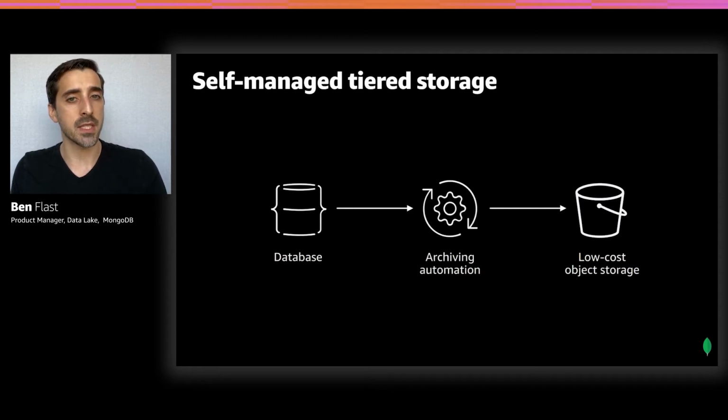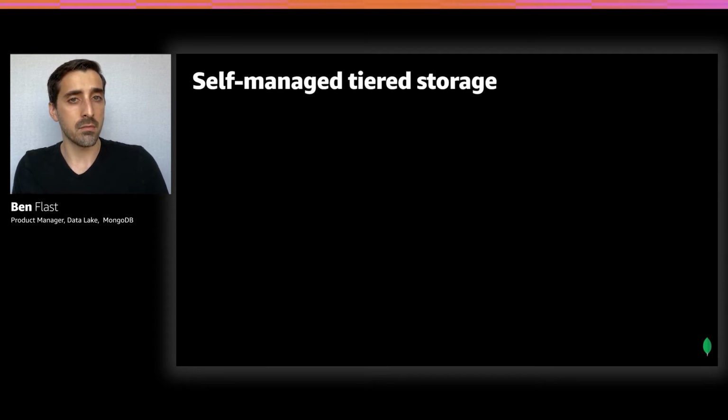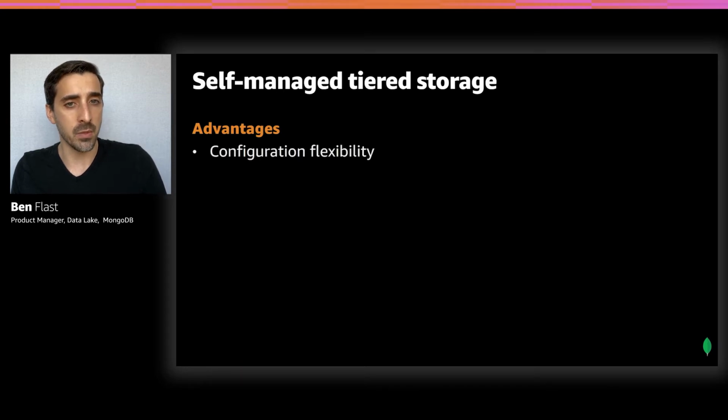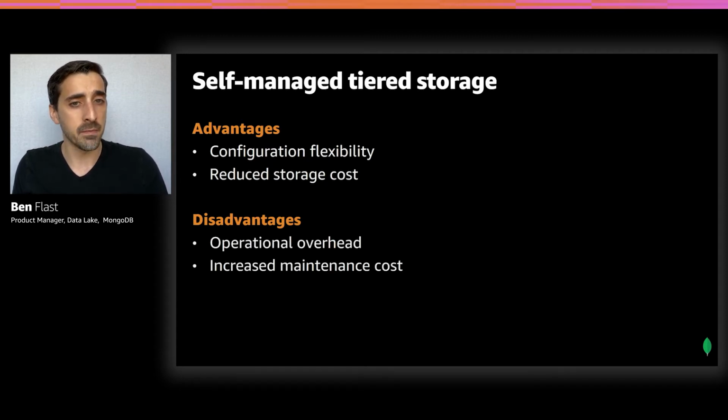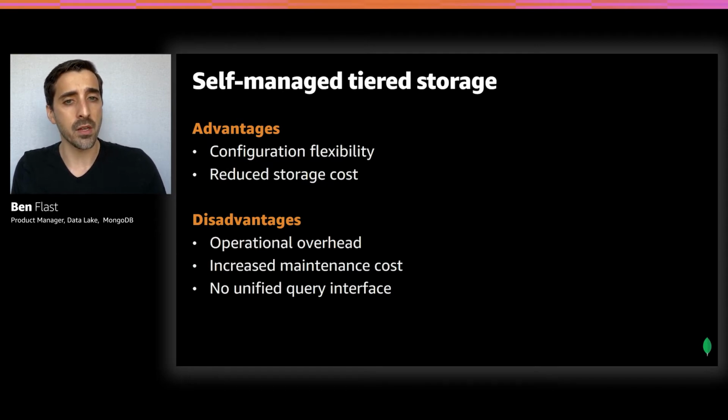One option would be a self-managed tiered approach, like we see here. Somehow moving data off the cluster and into low-cost object storage with some sort of archiving automation in the middle. Now, this has some advantages. It's very flexible. We can set this up any way we choose. And it definitely will reduce the cost of the storage. But there are some disadvantages. Operational overhead is one. There's definitely going to be some of that. There's going to be increased maintenance costs to cover this new operation that's happening. And lastly, generally, there's no unified way to query this data once it's moved off of your database.